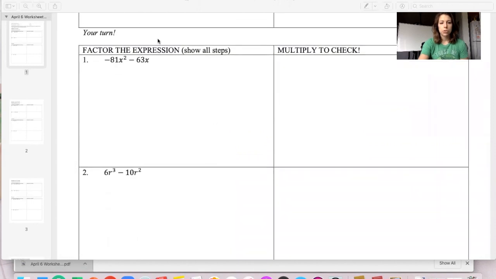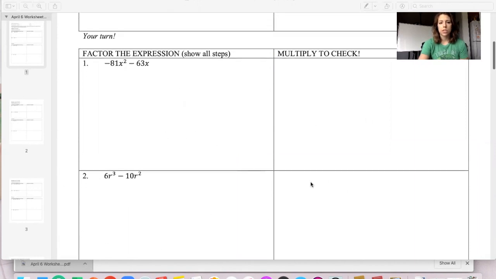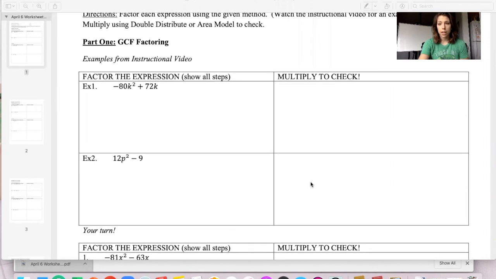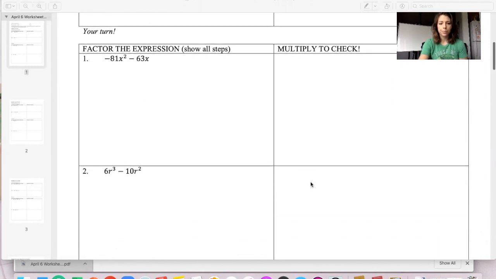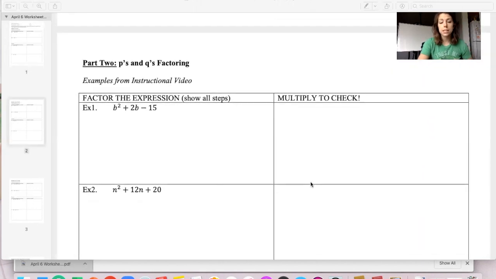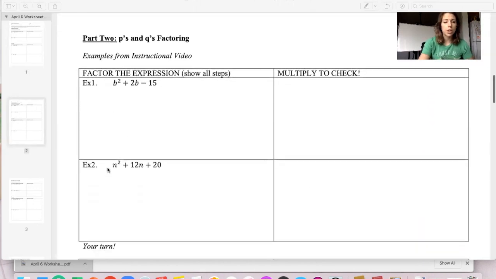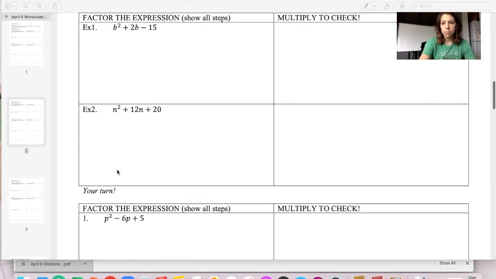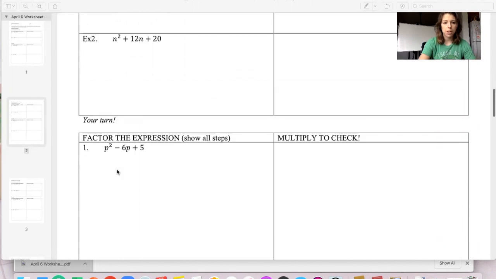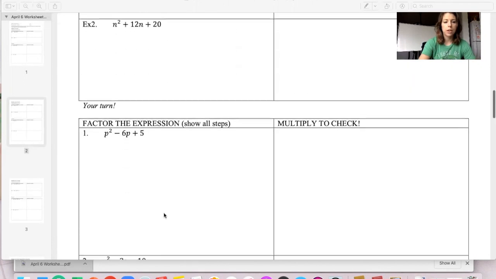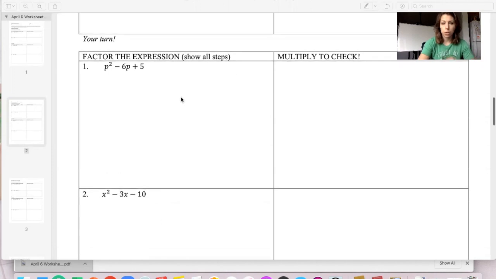Then you will be asked to do 2 examples. These are what you will be graded on, your ability to actually show your work in factoring and multiply to check. So part 1 is GCF factoring, factoring out the greatest common factor. Part 2 is P's and Q's factoring. So these are all trinomials with a leading coefficient of 1. So there's no number out in front, which leads me to understand I can use P's and Q's factoring here. I don't need to use flip and slide, supergrouping, double cross, any of those. So these are the ones that we will go over together. These are the 2 that you will do for your assignment.